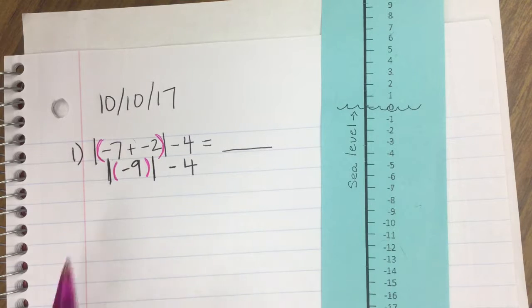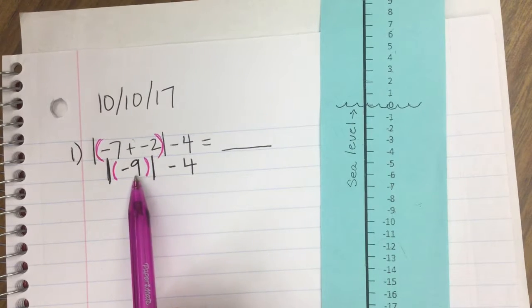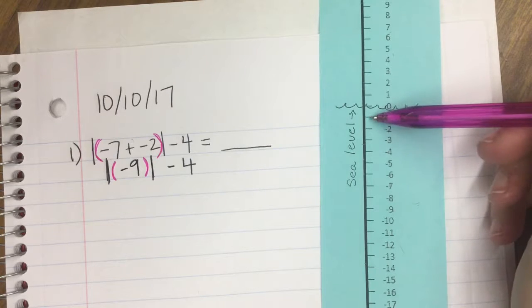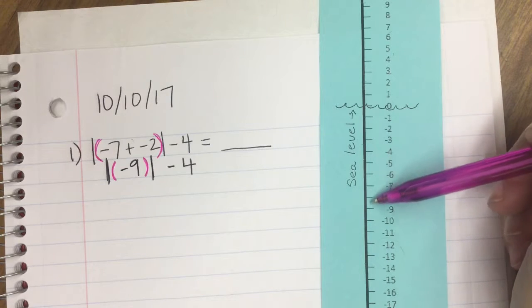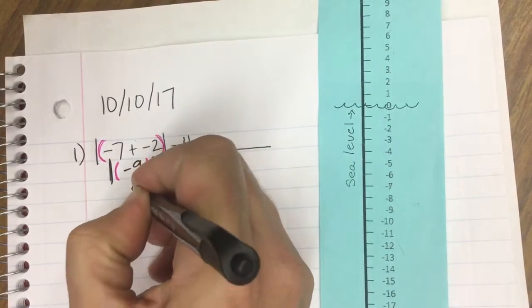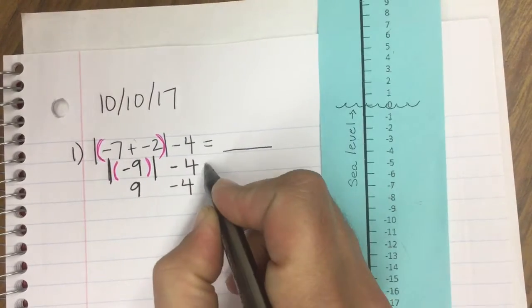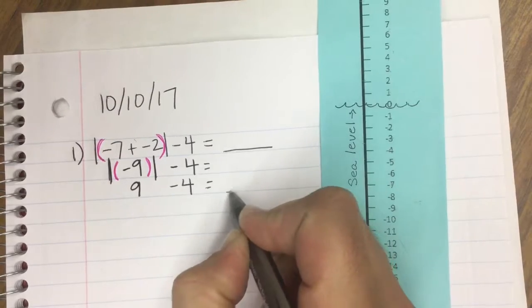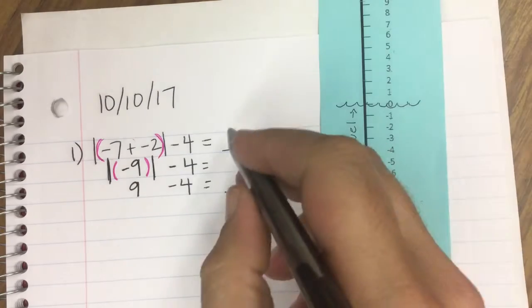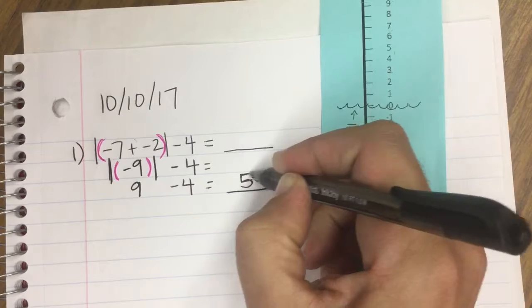Now I can go back and say -9, the distance from 0 to -9, from 0 down to 9, is 1, 2, 3, 4, 5, 6, 7, 8, 9 steps. So the absolute value of -9 is 9. And then I can carry down my -4. Now I've got sort of an elementary school subtraction problem. 9 minus 4, or 9 floats, take away 4 floats, gives you 5.